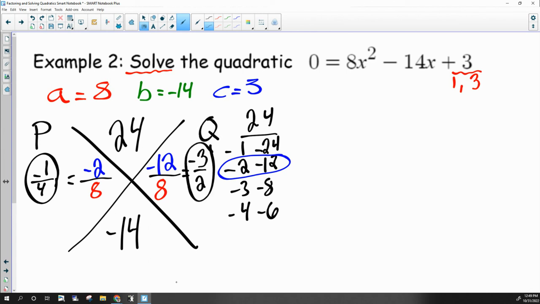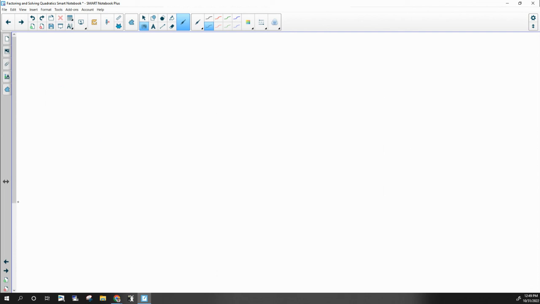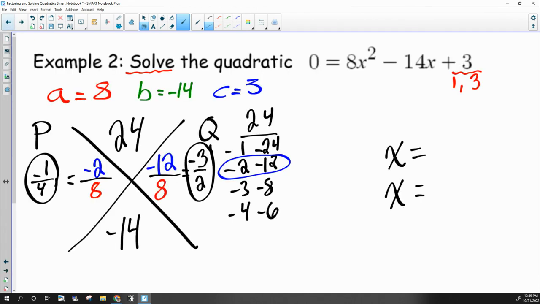There's my P, there's my Q. Now those are called factors. P and Q are your factors, but this asks us to solve. We want solutions. We need to know what x is equal to. In order for our quadratic to be 0, what do I do to -1/4? What do I do to -1/4? I just make it positive. Positive 1/4. Instead of -3/2, my solution is positive 3/2.